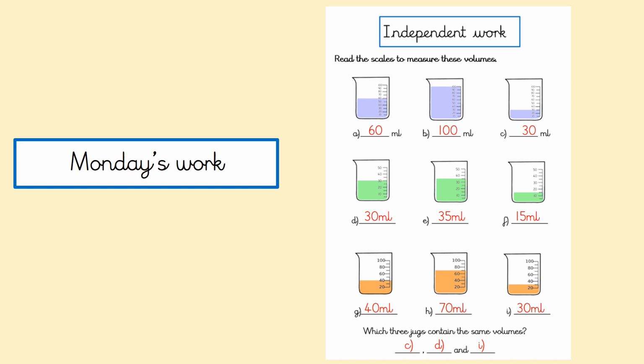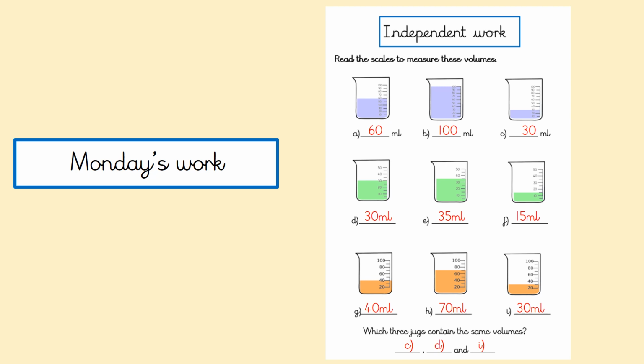Now the next set with the orange liquid were very tricky. The numbers on the scale counted up in 20s, but there were still those lines in between. So all together, looking at the scale, each line went up in tens. So G had 40 millilitres. For H, the orange liquid stopped at the small line halfway between 60 and 80. Halfway between 60 and 80 is 70. So H had 70 millilitres and I had 30 millilitres.